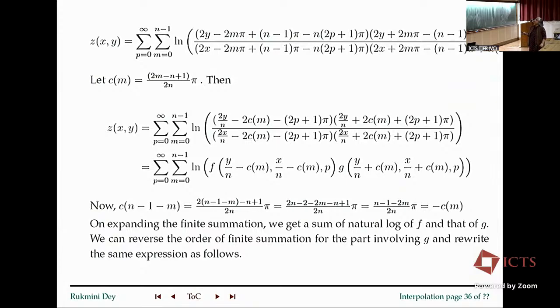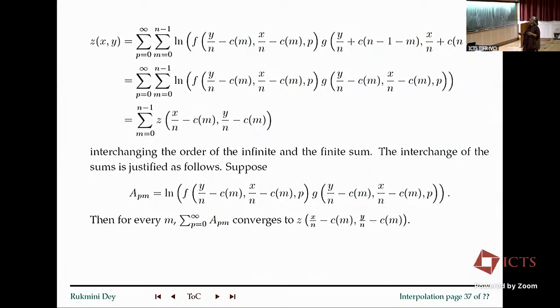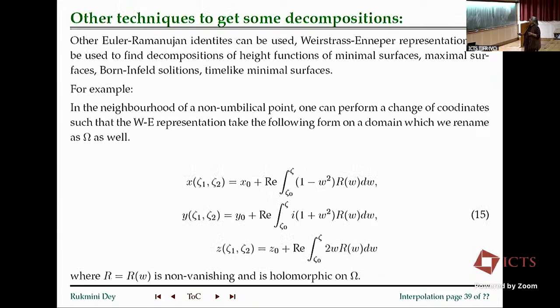Okay. And so I rewrite it like this, and I notice that c n minus 1 minus m is minus cm. And then one can also argue, because of Ramanujan's Euler-Ramanujan identity, you can actually interchange the infinite sum and the finite sum. Once you interchange, you get this very easily. So I get it on this side, and that becomes this. Summation m goes from 0 to n minus 1. Okay. So that is interchanged.